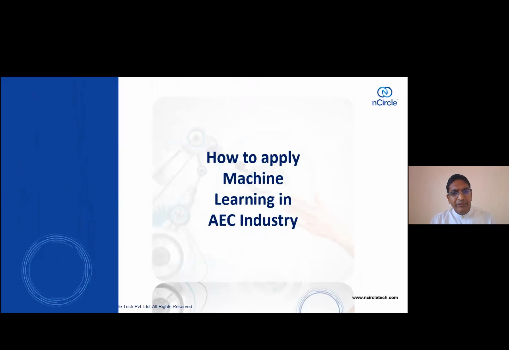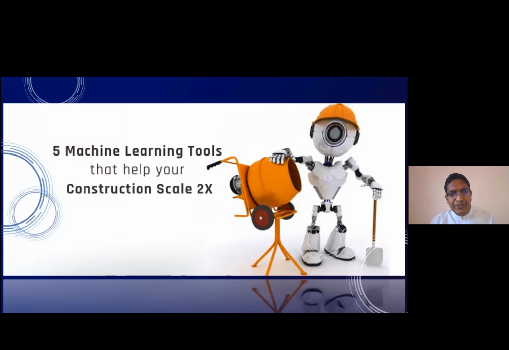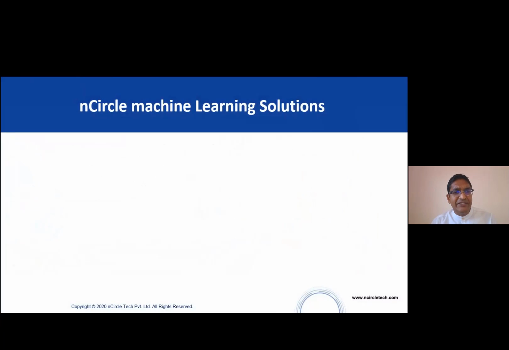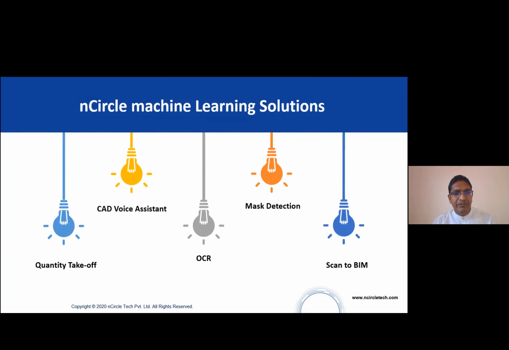So today I'm going to demonstrate and show you 5 examples of how machine learning can really be applied in the construction industry and how it can help you scale construction 2x. So the 5 tools or 5 applications are ML based OCR, ML based quantity takeoff, ML based scan to BIM, ML based mask detection solution, and ML based CAD voice assistance.